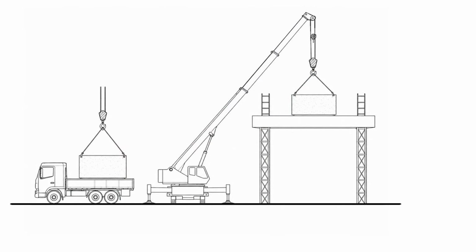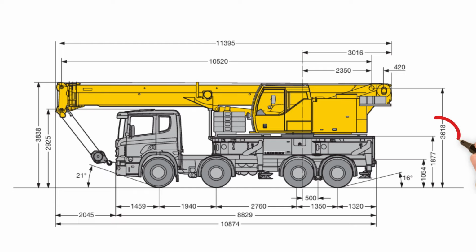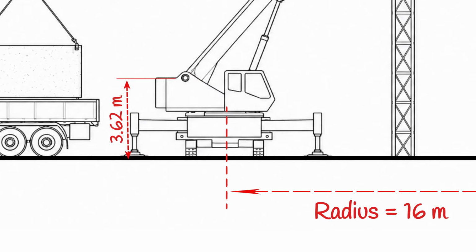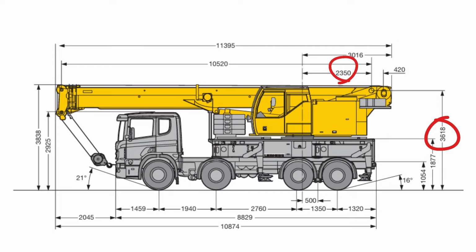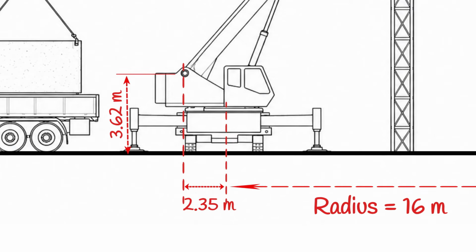Crane radius is measured from the center of crane rotation to the center of the hook block. Let's assume a crane radius of 16 meters. The crane height, measured from the ground level to the boom foot pin, is shown on this sample crane drawing. The height is 3.62 meters. The horizontal distance from the center of rotation to the boom foot pin is also taken from this crane drawing. That distance is 2.35 meters.